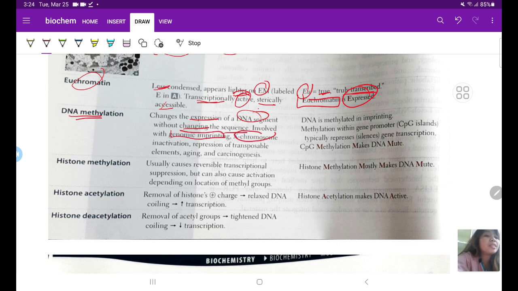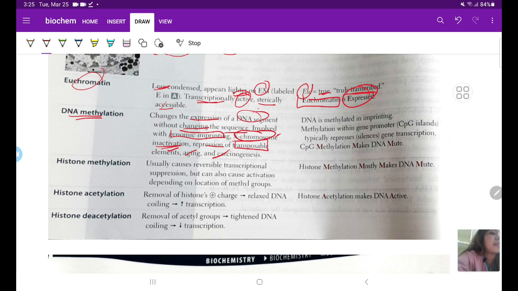For DNA methylation, this changes the expression of a DNA segment without changing the sequence. It is involved in genomic imprinting, X chromosome inactivation, repression of transposable elements, aging, and carcinogenesis. So DNA methylation is associated with aging and carcinogenesis.